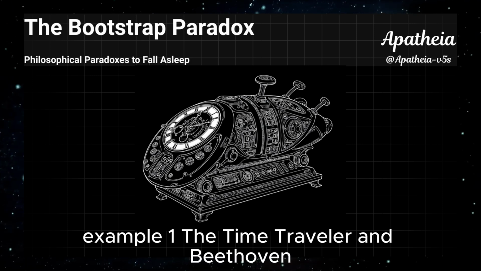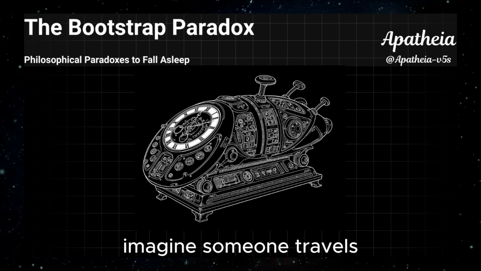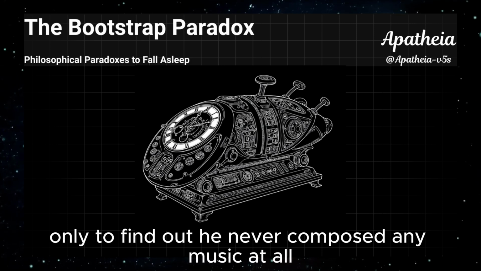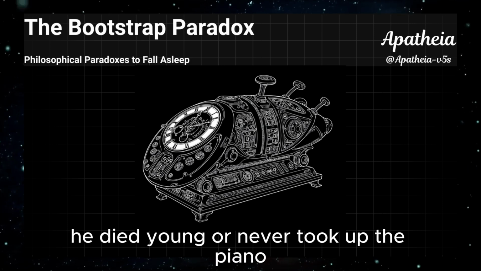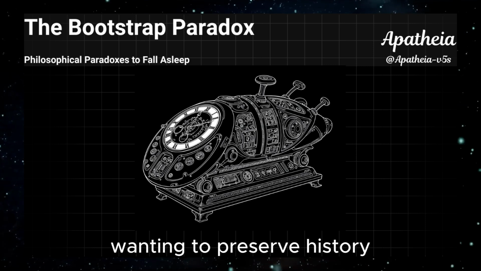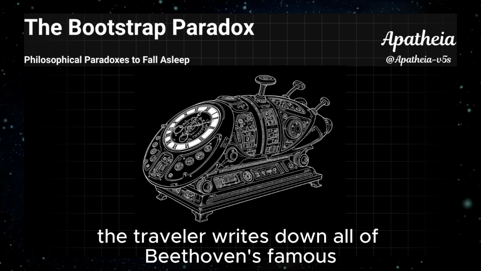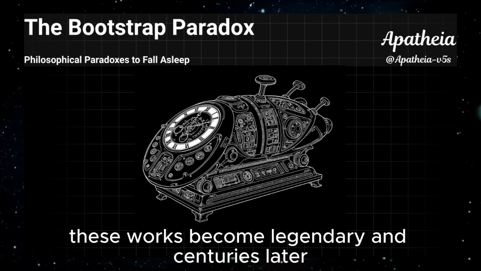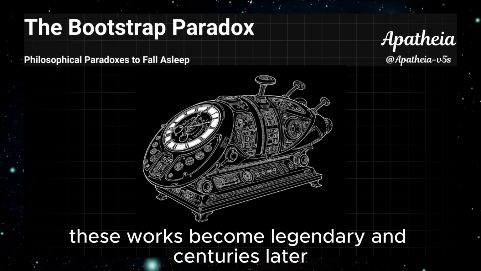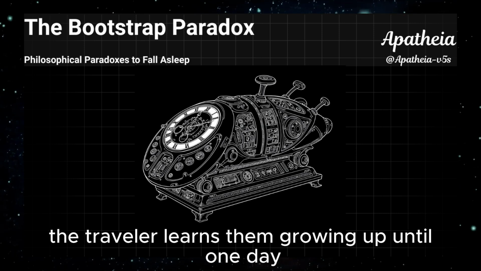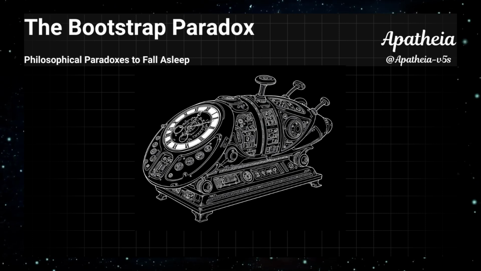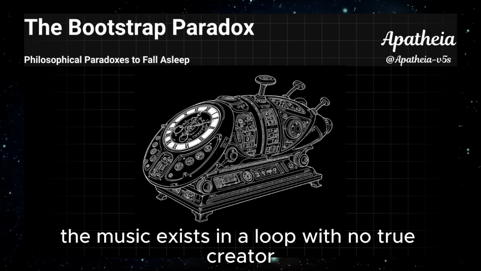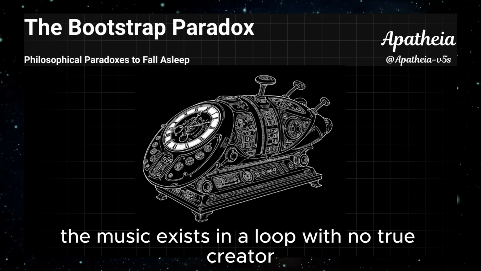Example 1. The Time Traveler and Beethoven. Imagine someone travels back in time to meet Ludwig van Beethoven, only to find out he never composed any music at all. He died young or never took up the piano. Wanting to preserve history, the traveler writes down all of Beethoven's famous symphonies from memory and publishes them in Beethoven's name. These works become legendary, and centuries later, the traveler learns them growing up, until one day he travels back and repeats the cycle. So again, who actually composed the music? Not Beethoven, not the traveler. The music exists in a loop, with no true creator.